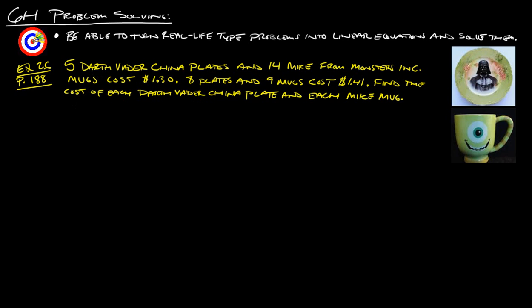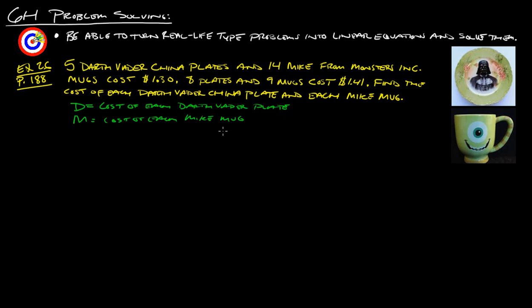So let's let D equal the cost of each Darth Vader plate, and then let's let M equal the cost of each Mike mug.